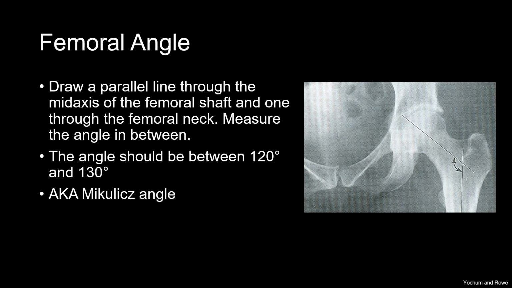Moving on to the hip, our lines of mensuration, we're going to start with the femoral angle. You place a line straight through the femoral diaphysis with a line through the femoral neck, and then you measure that angle, and it should be between 120 and 130 degrees.